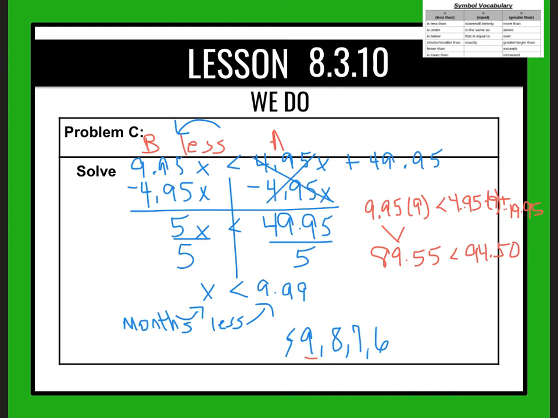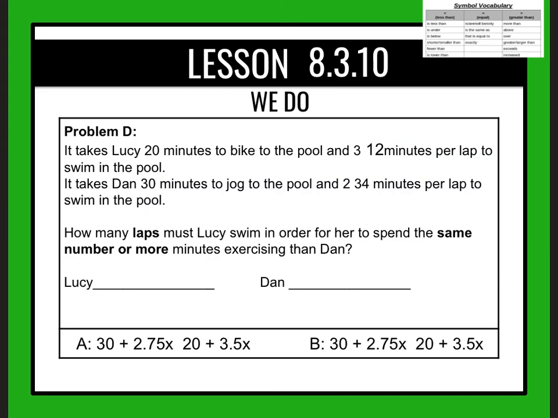So any months that are less than 9.99, or pretty much less than 10 months, will make this inequality true. Okay? All right, now you try. Once again, and then check your answers.